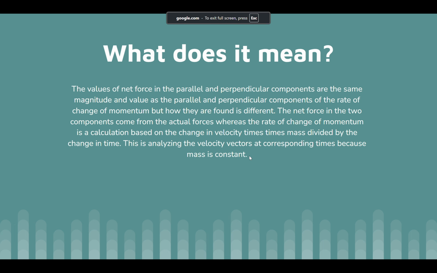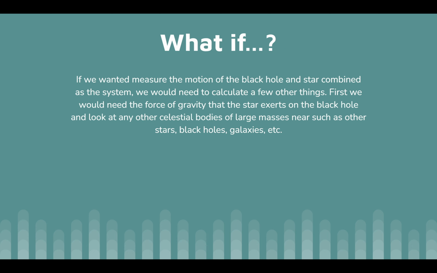So what does it mean? The values of net force in the parallel and perpendicular components are the same value, whether it's net force or the change in momentum, but they're found differently. Obviously, the net force is the sum of the forces acting on that object, and the change in momentum is found based on the change in velocity times the mass divided by the change in time. So mass is constant, and it's just analyzing what the different velocity is at different time periods.